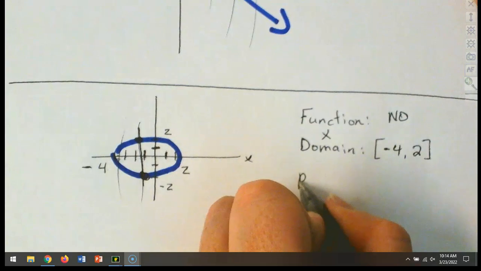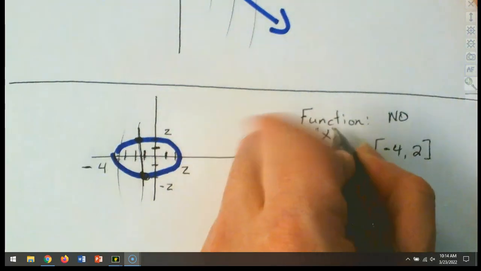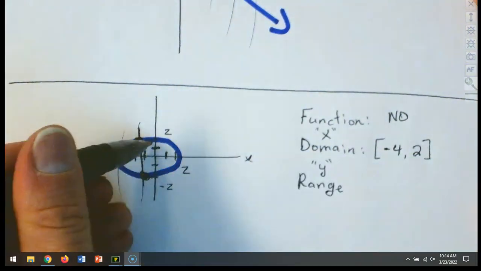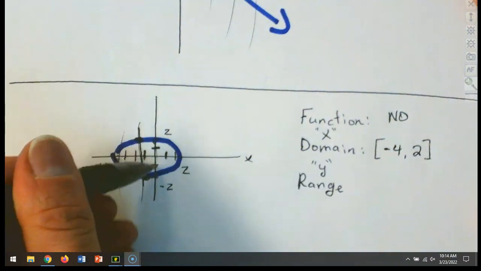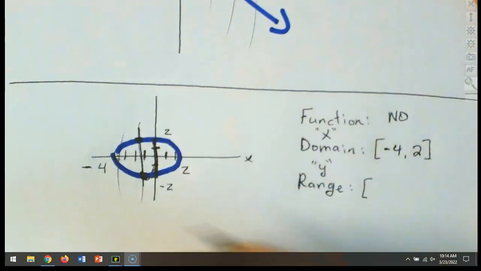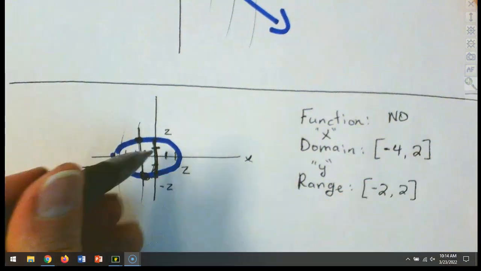What about your range? The y part. Up and down, what's it trapped between? If I look at the y part, the y is the up and down part. It looks like the range, the up and down part, is -2 to 2, isn't it? Because it's trapped here.